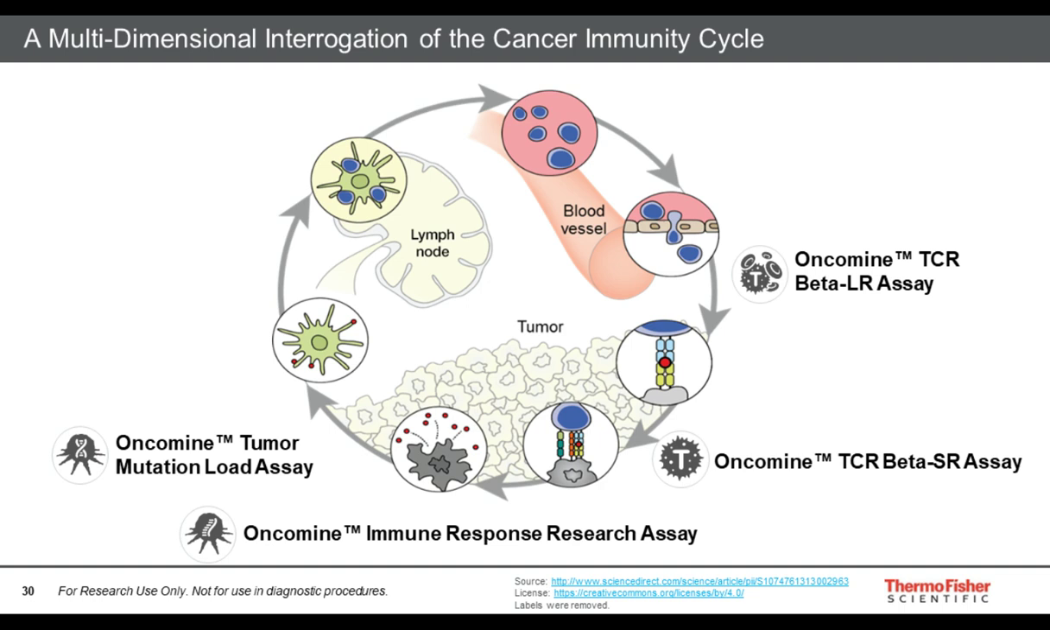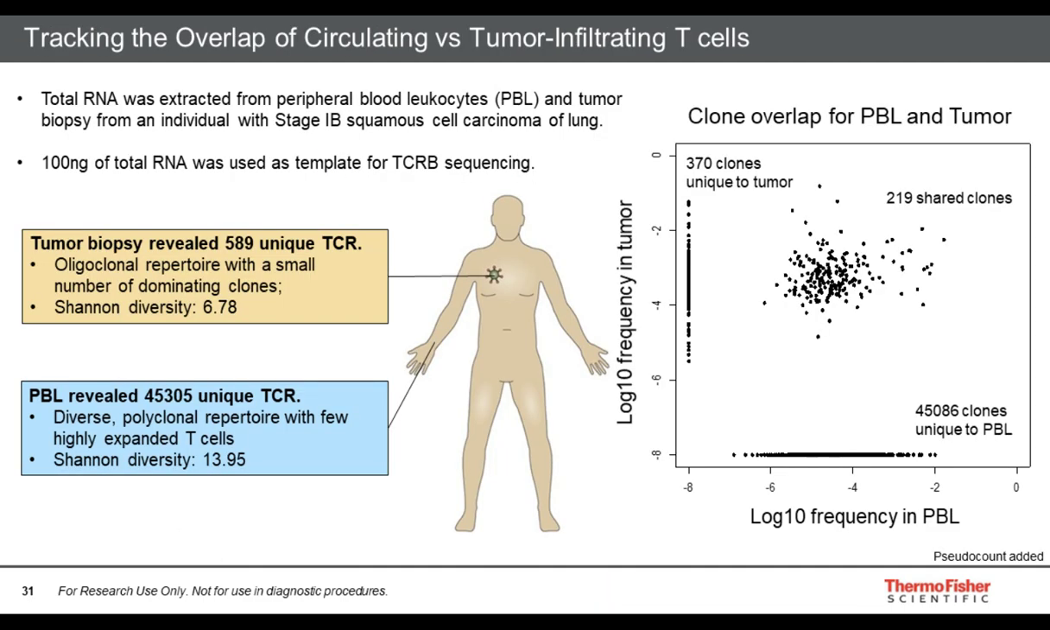So lastly, I'd like to provide a couple of examples that show how some of the four assays that I've just gone through in the previous slides can be used together for the study of the cancer immunity cycle. So the first example is going to involve comparing the TCR repertoire and gene expression in the tumor microenvironment.